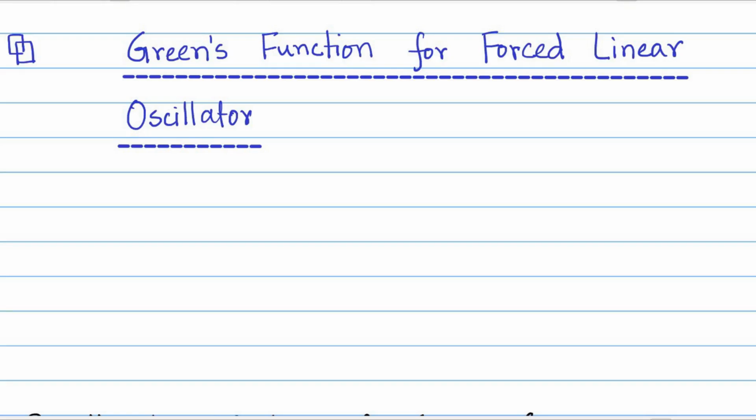Hello everyone. In this video we are going to talk about the construction of Green's function for forced linear oscillator. If you're not familiar with Green's function construction, don't worry, we'll be talking about that in this video.